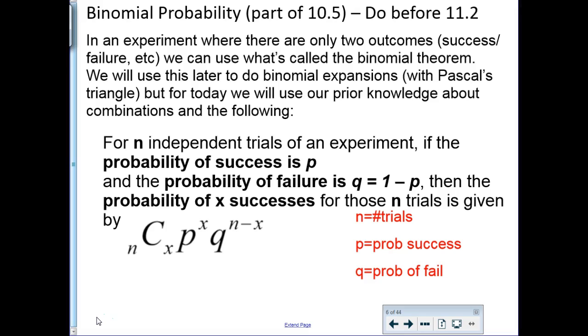So a binomial probability question would be in an experiment where there's only two outcomes possible. So like it either will rain or it won't. You're going to win or you're going to lose, you know, things like that.